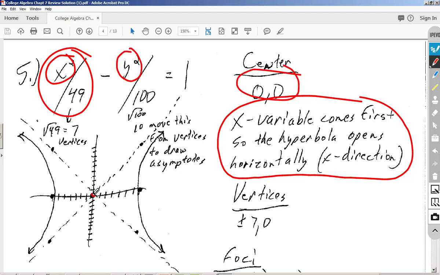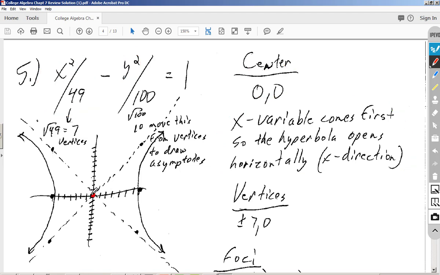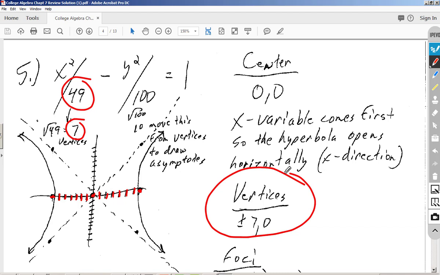So I come here to 0, 0. And then I'm going to go ahead and move in this x direction, square root of 49, which is 7. So I'm going to move to the left 7 and also to the right 7. Those right there are your vertices. So if you want to go ahead and just list them right now, which I did, list those as plus or minus 7 and 0.